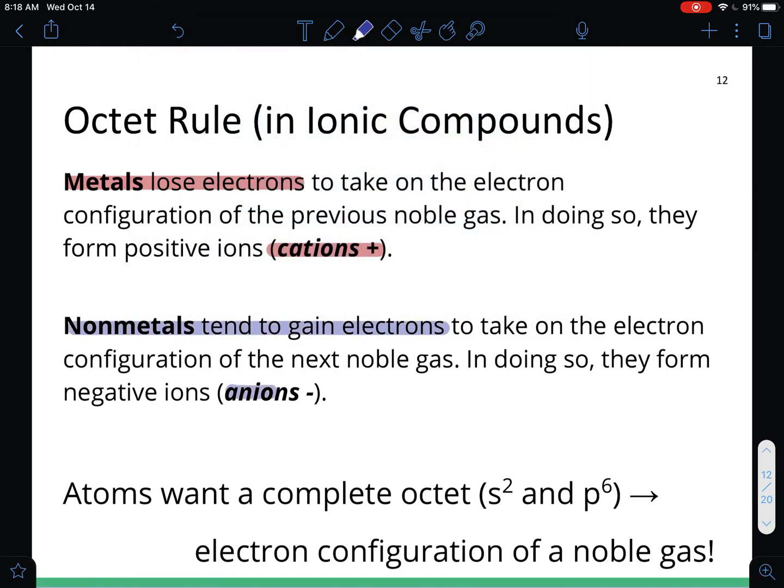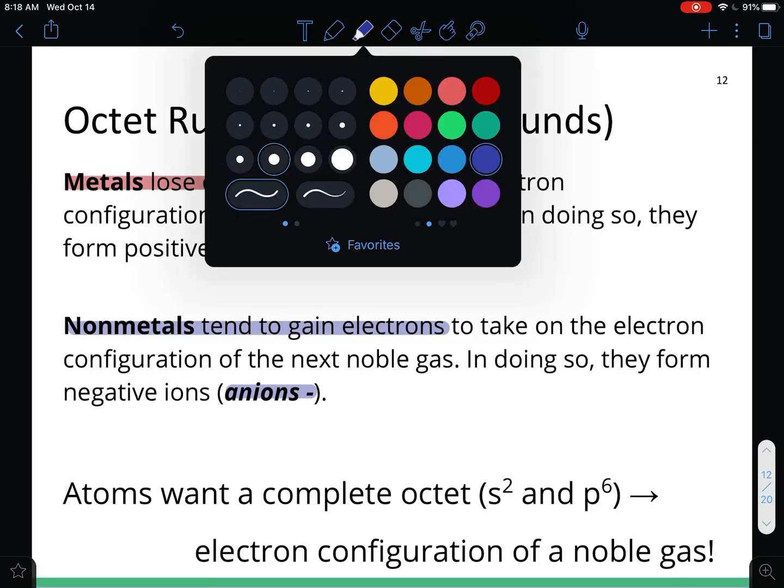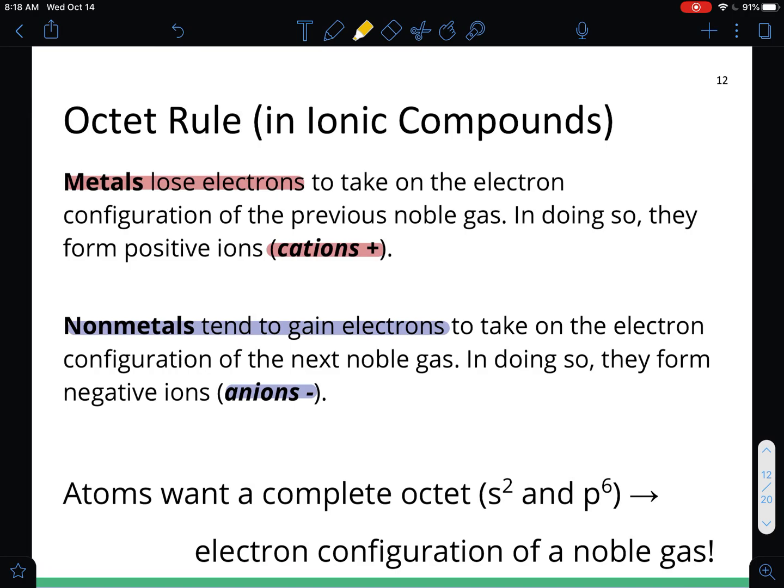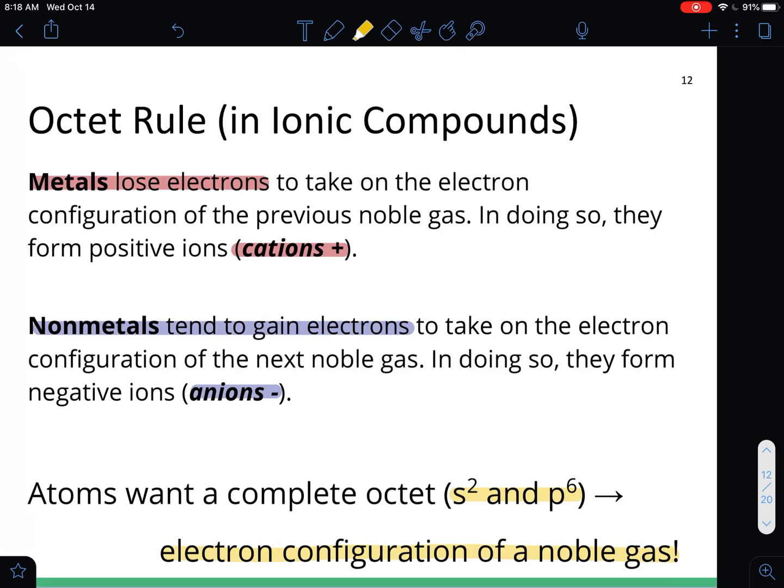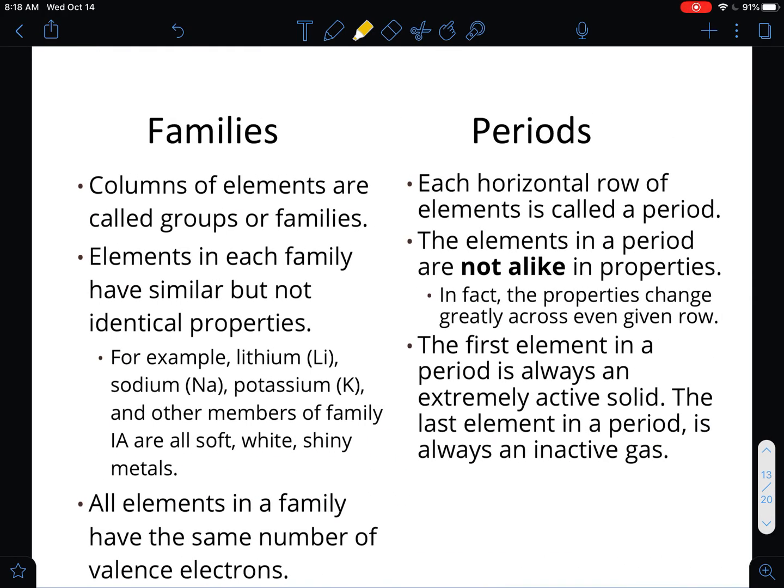Metals tend to gain electrons, forming anions. Okay. And recall I've been talking about this octet rule. When an octet rule is achieved, this is the electron configuration that will result, and this is the configuration of all of the noble gases.